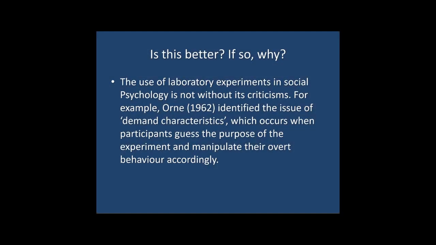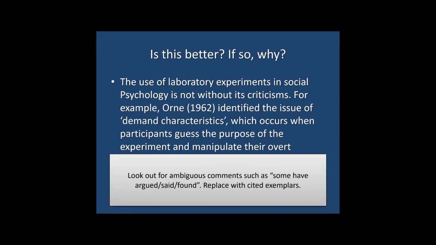So hopefully one of the things you'll notice about this piece of writing is that they've avoided using expressions like some have said that, or it's well known that, or research has shown that. Instead, they've used a particular citation to back up the point being made. And you can see that here, Orne in 1962. And that's an important feature of the academic writing style, the use of evidence to back up assertions.